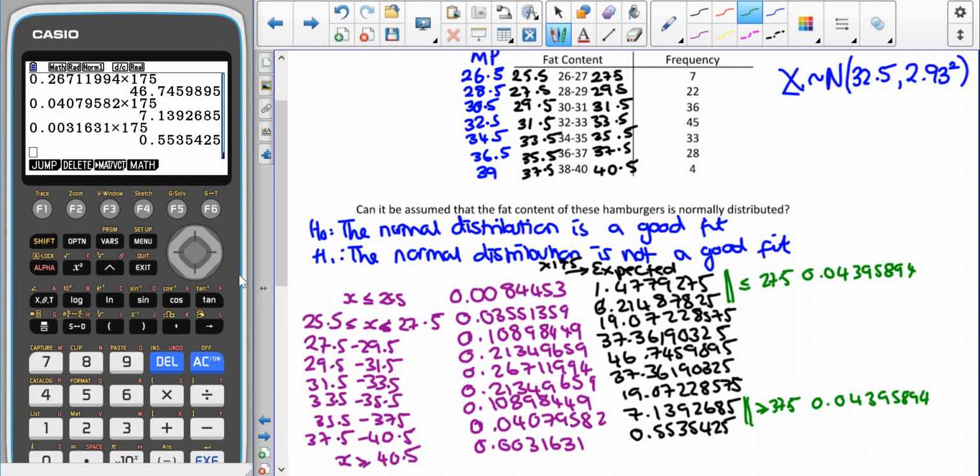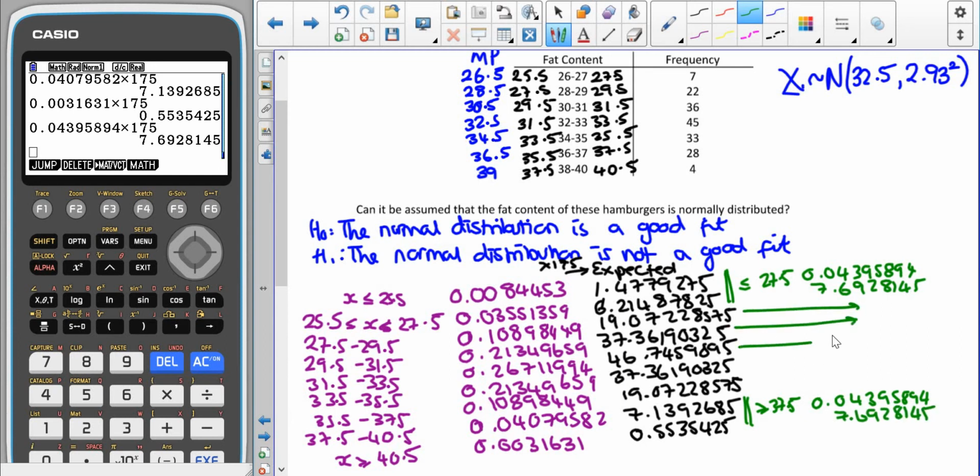So then we have to find our new expected values. So then we're going to have 0.04395894 times 175, which gives me 7.692845 for both of these. All these other expected values are going to stay the same.